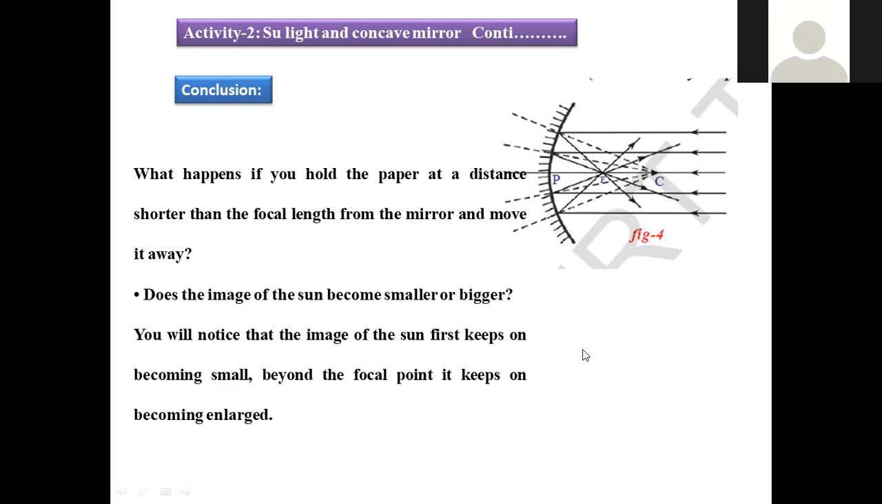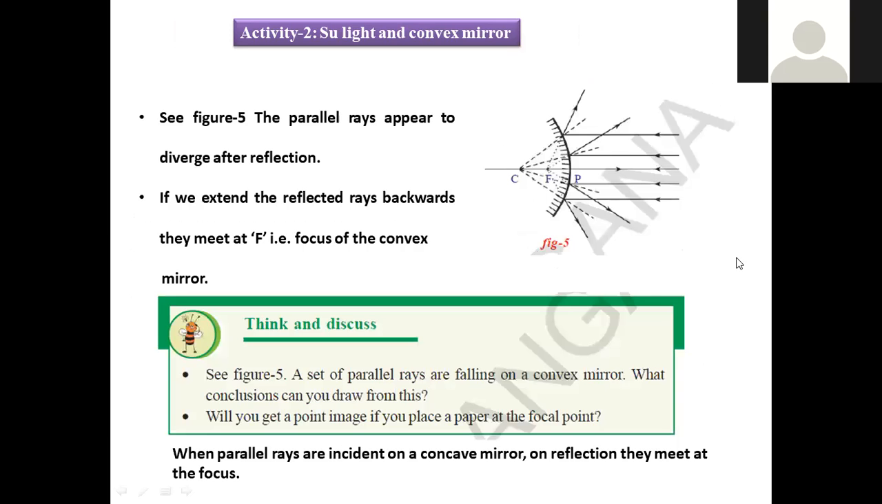This can be applied to any light source, not only what we are applying here, right? So this is the conclusion we have drawn from this experiment, sunlight with respect to a concave mirror. From figure 5, we are going to perform the same experiment with a convex lens. Till now we observed with the concave lens, where the curvature is inside, a parabola structure, and the convergence of light will be there. Now we are going to perform the same experiment by replacing the concave with a convex lens.